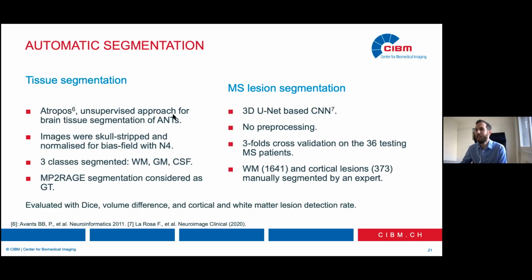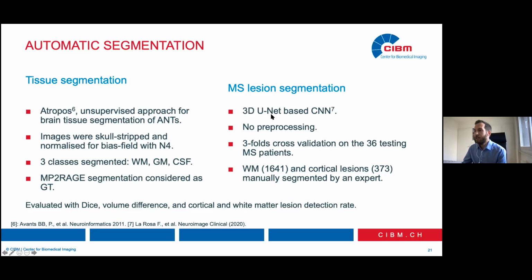So starting with the tissue segmentation, we applied Atropos, which is the unsupervised approach used in ANTs, the very well-known neuroimaging software for brain tissue segmentation. Prior to applying Atropos, we skull stripped the images, normalized with N4, and then segmented 3 main classes: white matter, gray matter, and CSF. In this case, we considered the MP2-RAGE segmentation as ground truth.